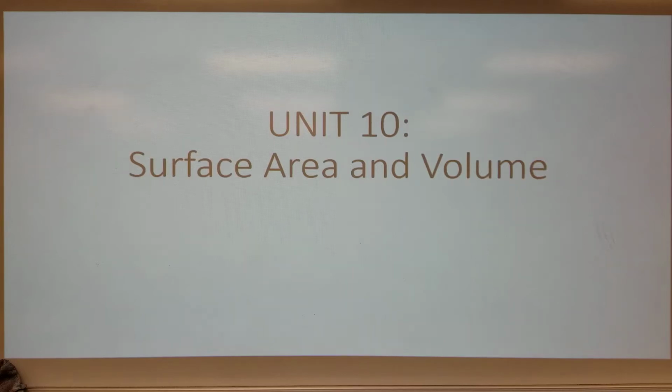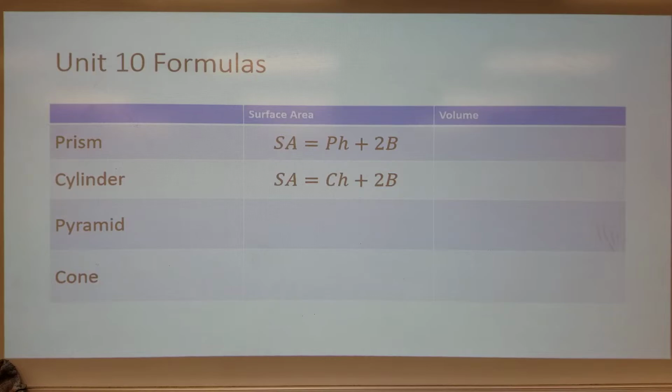For our second lesson in our 10th unit dealing with surface area and volume, we're going to focus our energy on pyramids and cones. We've already determined the surface areas for both prisms and cylinders. Really, noting the difference between those formulas is just using a P for perimeter in the base of a prism and C for circumference in the base of a cylinder.